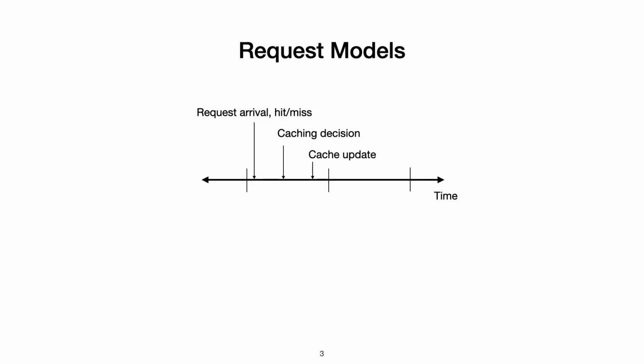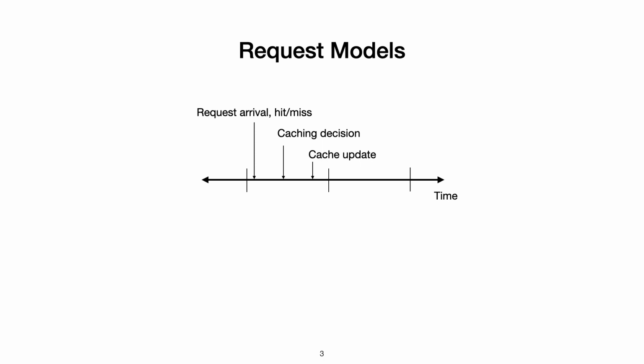Time is divided into slots. In each slot, we first have a request arrival for one of the L files. If this file is present in the cache when the request arrives, we have a hit, else we have a miss. Our caching policy then makes a caching decision, that is, it decides which files to store in the cache.